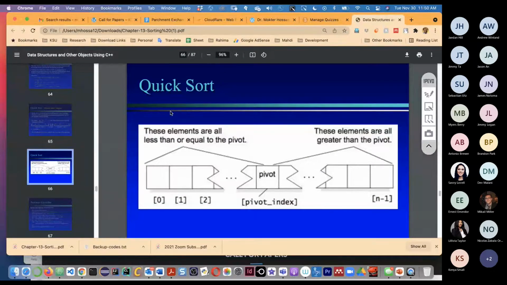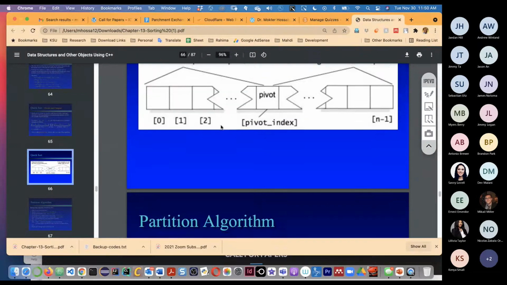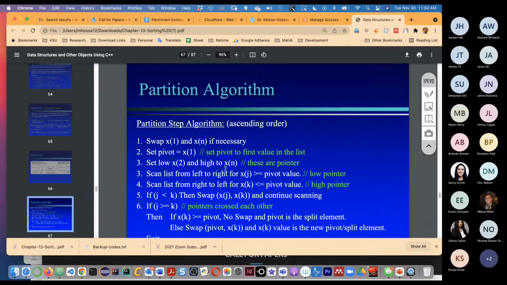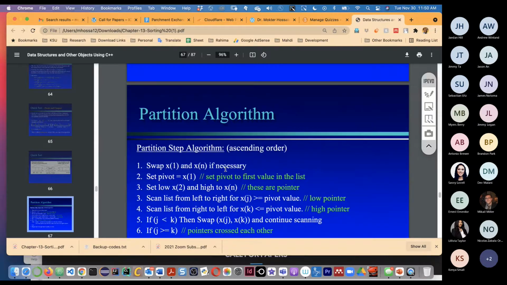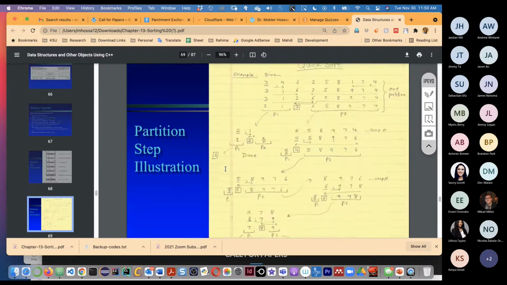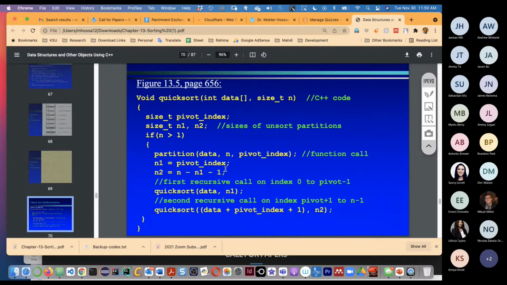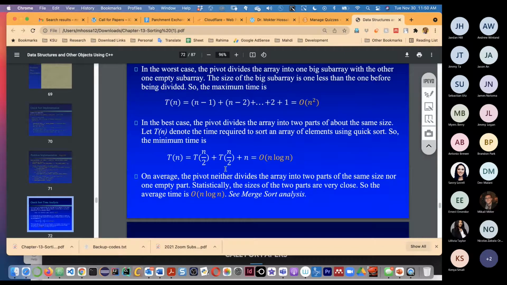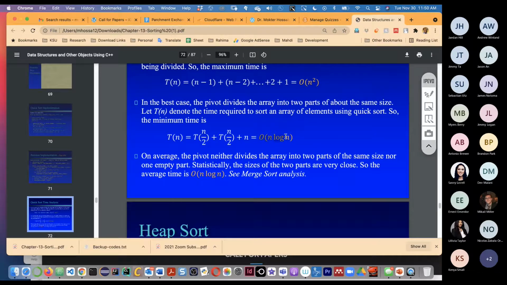This is another sorting algorithm, called the quick sort algorithm. But please remember that the quick sort algorithm is not the quickest sorting algorithm. It is not the fastest sorting algorithm. The name is quick sort, but it may not be really quick. Again, it makes partitions, and it takes big O n log n time.